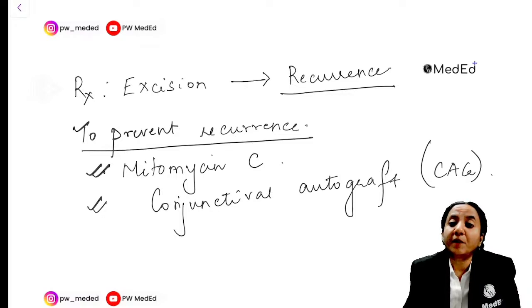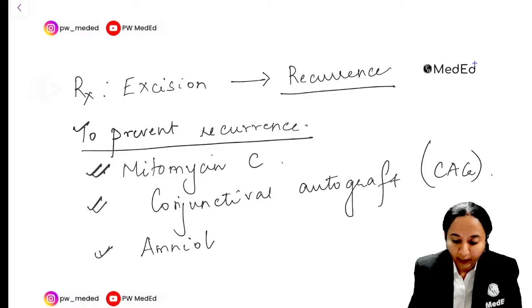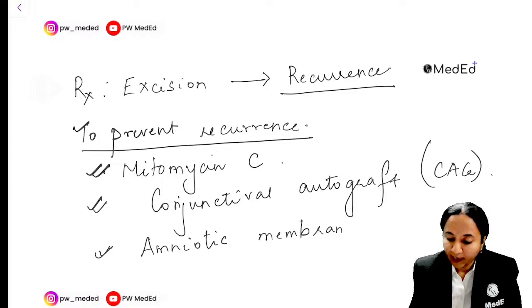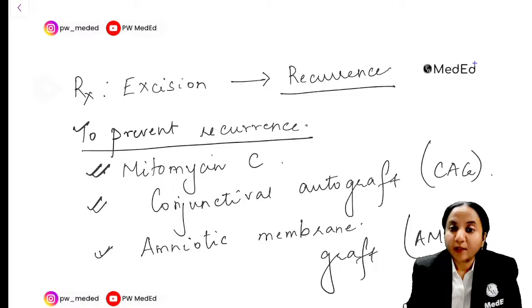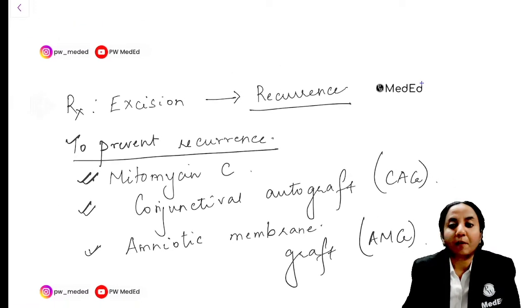But if the pterygium is very large and you are not able to do a conjunctival autograft, then we have the option of doing what you have told me, that is amniotic membrane graft. So mitomycin C, conjunctival autograft and amniotic membrane graft. These are the different options. The drug used is mitomycin C. Then we have CAG, amniotic membrane graft.